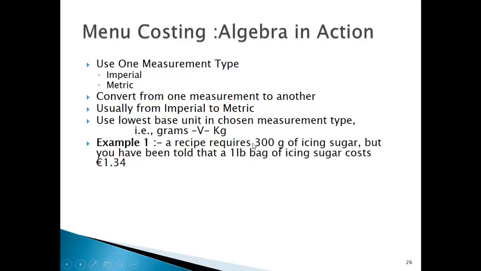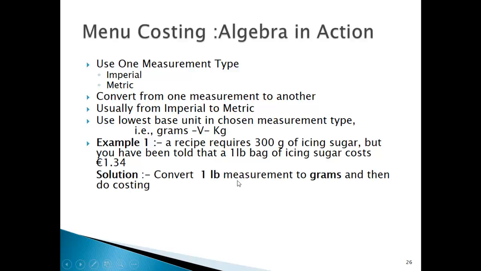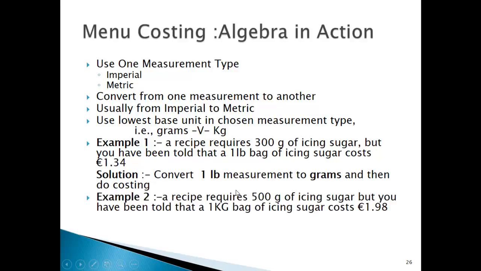One example, a recipe requires 300 grams of icing sugar, but you've been told that a 1 pound bag of icing sugar costs 1.34. So how much is it going to be for 300 grams? Okay, so this is the metric system. Grams is metric, pounds is imperial. So you need to work out how you're going to cost the 300 grams of icing sugar. Your solution then would be to move from pounds across to grams and then do your costing once you have it in grams and multiply by 300.